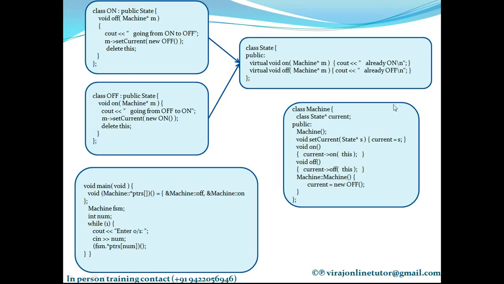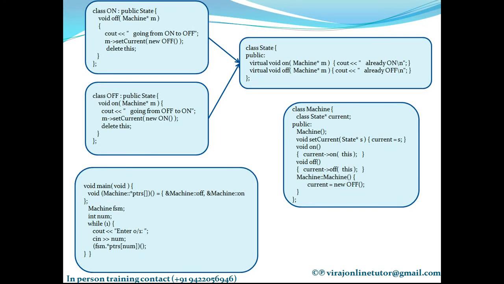Before going to main, let's check the machine class. Machine has the current state the machine is in. In set current, whatever state is passed, I am setting it to the current data member. If someone calls the on function, whatever is the current state, I call its on function. If someone calls the off function, whatever is the current state, I call the off function of the current state. And by default, in the constructor of machine, the current state is the off state.